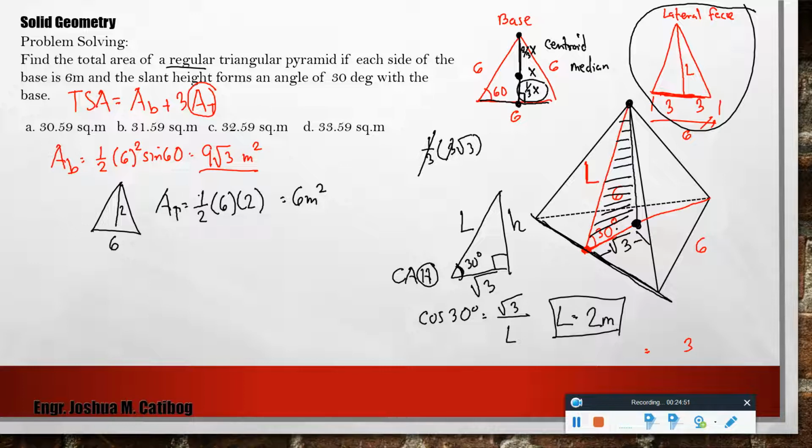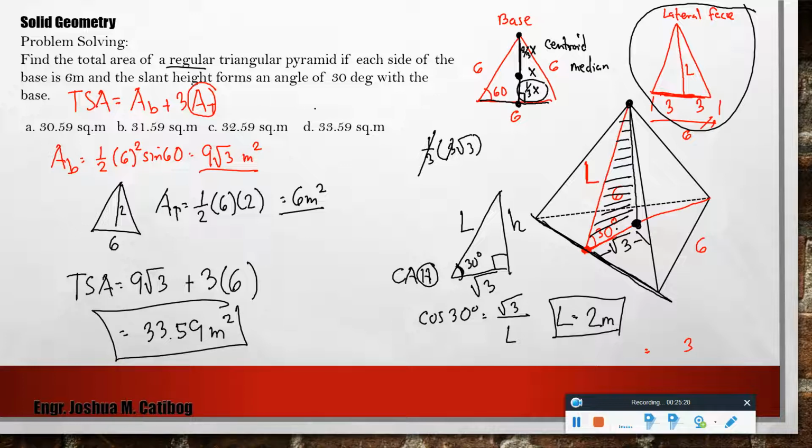Okay, so how many lateral faces do we have now? Sir, based on this, there are three. Therefore, the total surface area, what is the area of the base? 9 square root of 3 plus 3 times our area of the triangle. So, times 6. So, please calculate using your calculator, 9 square root of 3, plus 3 times 6. So, we have here 33.59 square centimeters. And this is letter D.